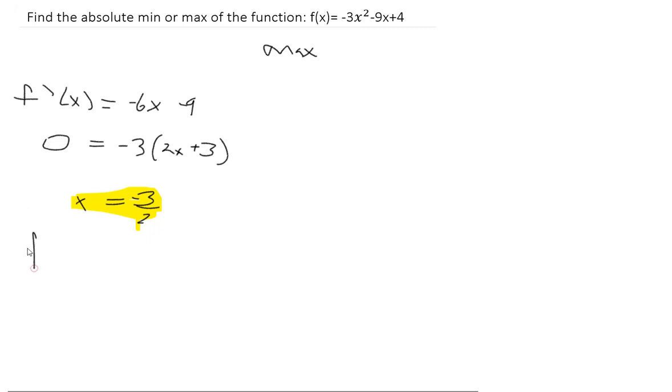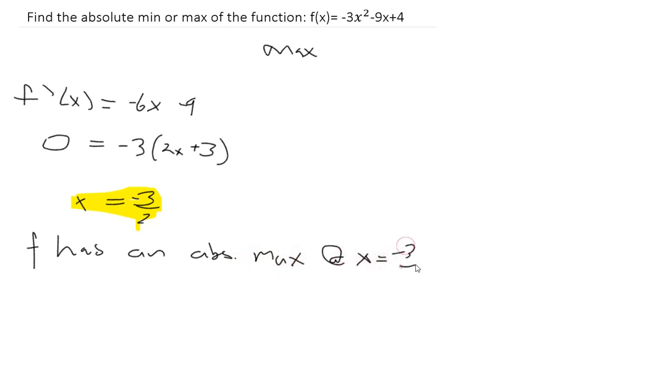So f has an absolute max at x equals -3/2. We only had one critical point, but if we had two critical points, we would need to substitute in the x values to get y values, and whichever has a higher y value is the absolute max. But we'll find the max just for the heck of it.